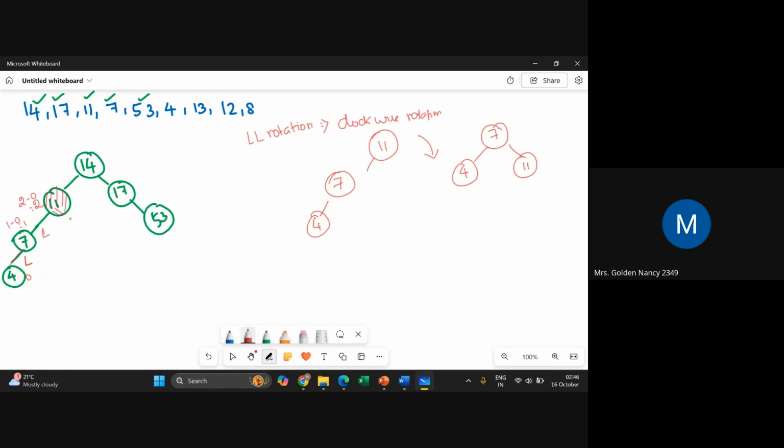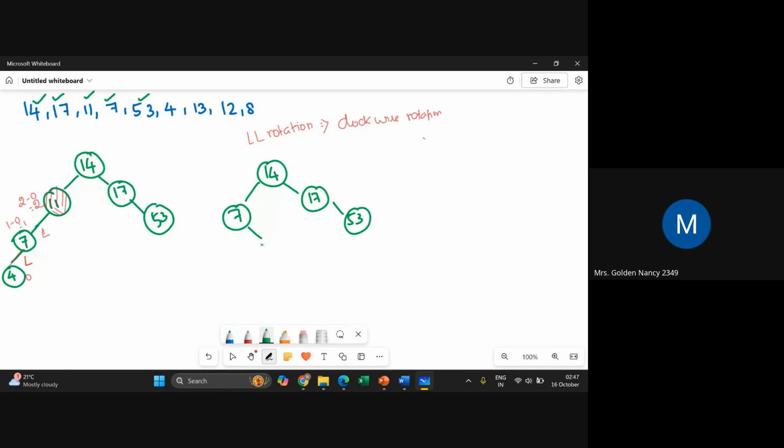So in a similar way, I'm pulling it down. Same way I'll pull it down. If I pull this down, what happens? 14 will be here. 17 is the same and 53 is the same. It will not change the position. So if I pull 11 down, what happens? 7 will be the top and 11 will be next and 4 will be left subtree. So 7 will come here, 11 will go there.